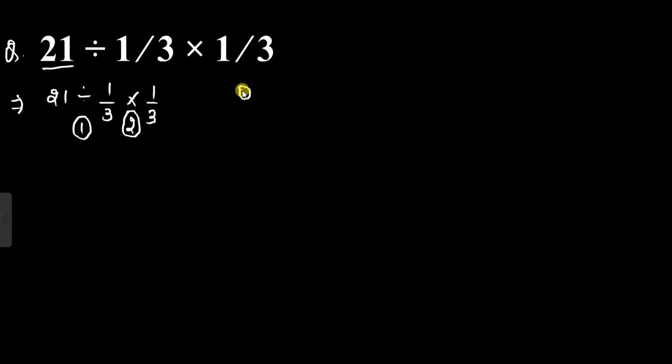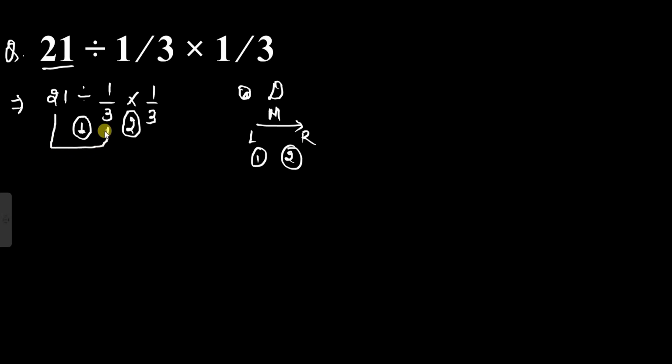Why? Because division and multiplication have the same priority, so we check from left to right. When checking left to right, whichever comes first gets the first priority, and the one that comes second gets the second priority. Here, the first priority is division, so division gets the first priority and multiplication gets the second.